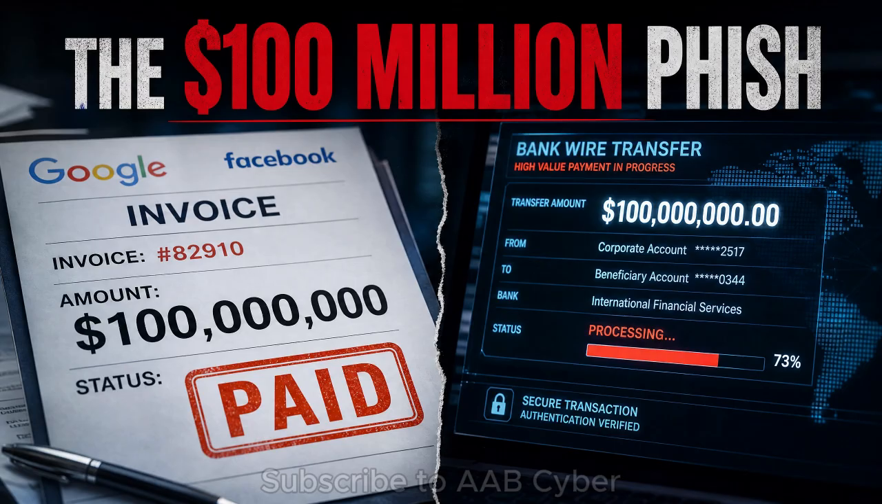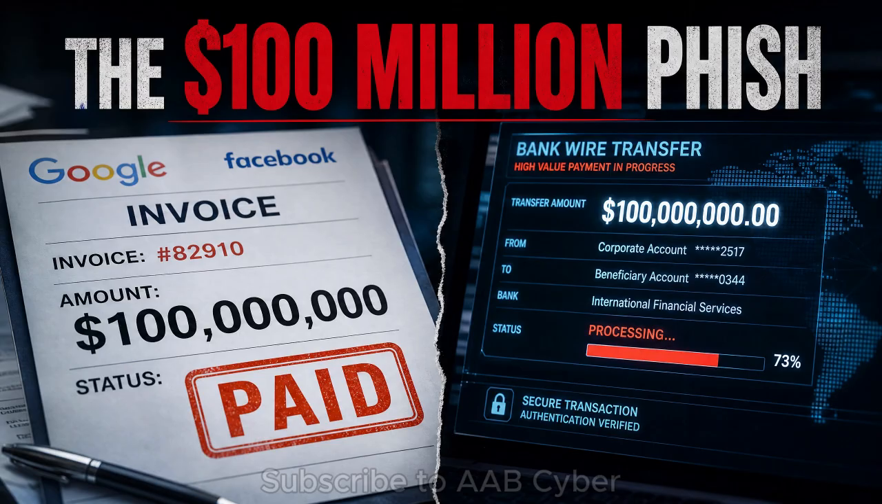Here's how costly phishing can get. Between 2013 and 2015, a Lithuanian man impersonated a hardware supplier that both Google and Facebook worked with, sending convincing fake invoices. It worked. The two companies collectively wired him over $100 million before the scheme was finally uncovered.